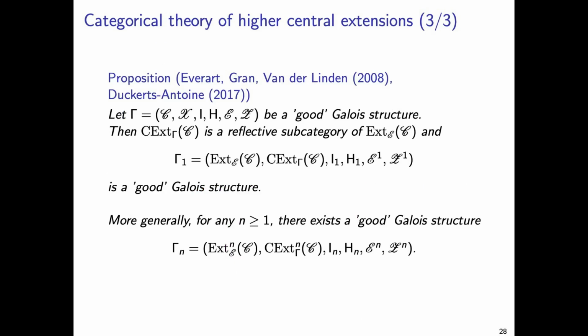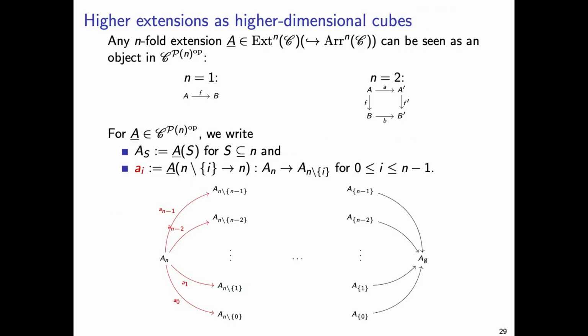Okay. And then one can really show that if one starts with a good Galois structure Γ, then one can construct in this way the extensions, the central extensions, the Birkhoff inclusion, and then the double extensions, and that this gives us indeed a good Galois structure, and then this gives us for any n larger than 1 a good Galois structure Γn. Okay. For the formulation of the following result, I will need the following notation.